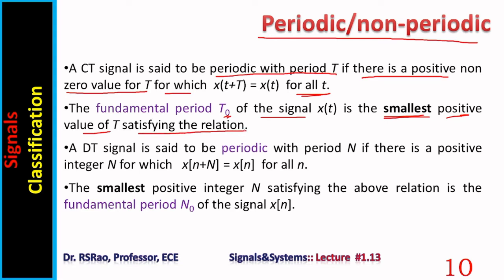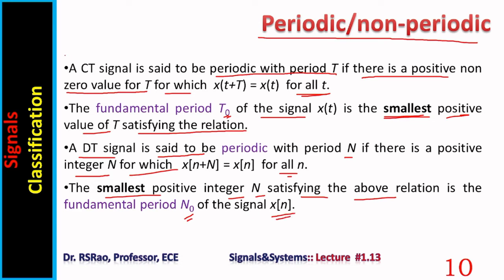This is as far as CT signal is concerned. Now we consider the case of DT signal. A DT signal is said to be periodic with the period capital N, if there is a positive integer capital N for which x of n plus N is equal to x of n for all n. The smallest positive integer capital N satisfying the above relation is the fundamental time period, usually indicated by N naught, of the signal x of n.